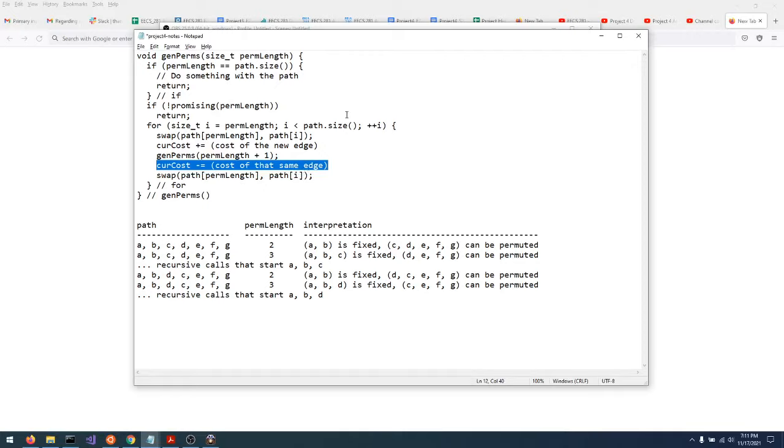Other thing we have to do, when we get down here, we haven't finished the whole cost. Let's say if I did this, I'm going to copy this here.